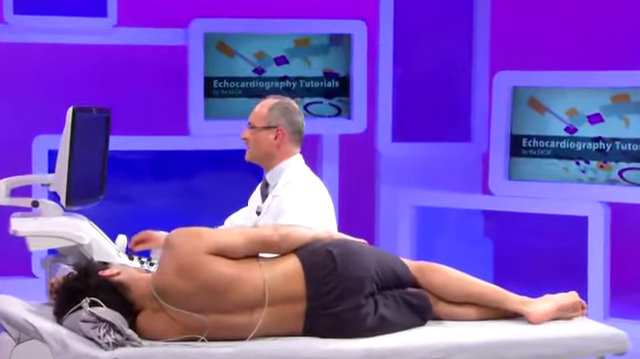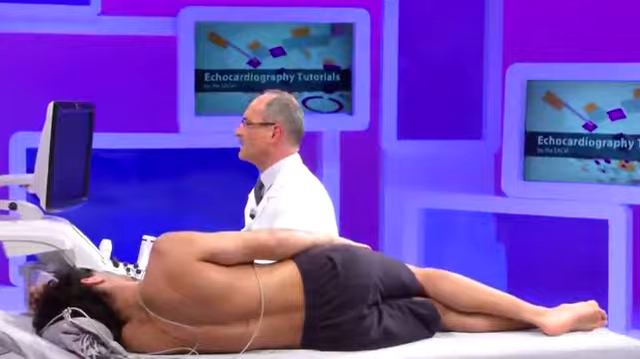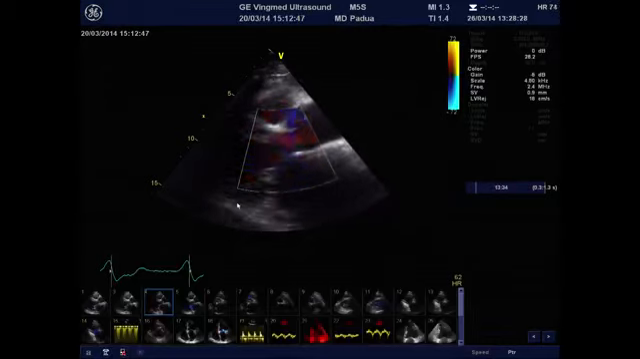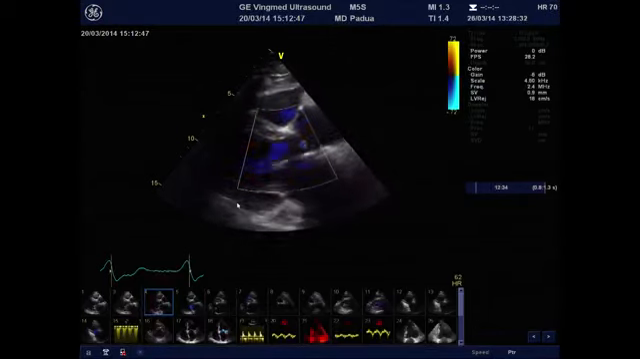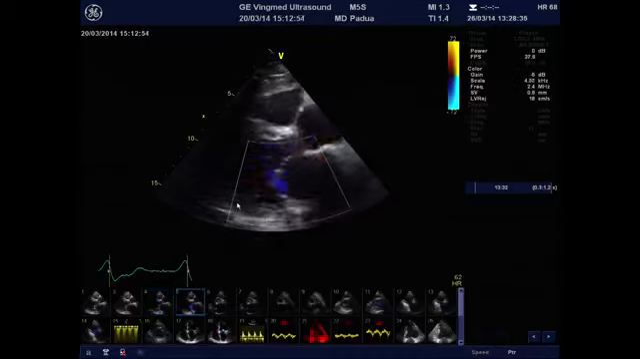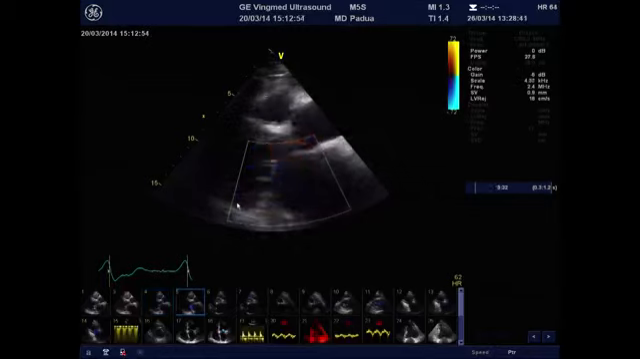When done, I go on looking with the color at the function of the heart valve. Here you see a trivial aortic regurgitation that was already existent immediately after the transplant, so it's not a big issue here. And then I move my color sector on the mitral valve, and again there is a small mitral regurgitation.